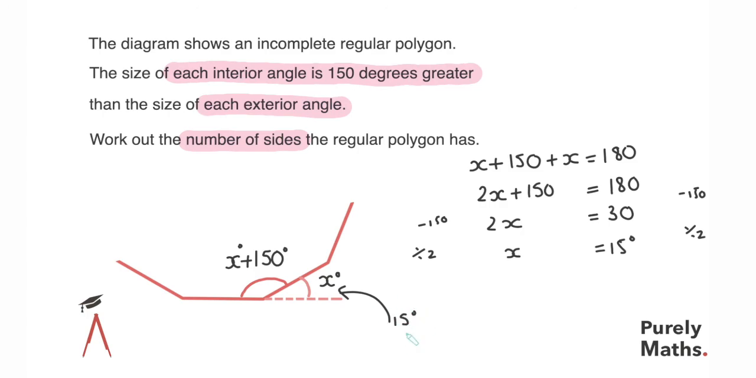So I can work out how many of these there are by using the fact that I know that all the exterior angles would add together to make 360 degrees. So I would just do 360 divided by 15, and that gives me 24. So there must be 24 of these 15-degree angles, therefore we have 24 sides. So the answer is 24.